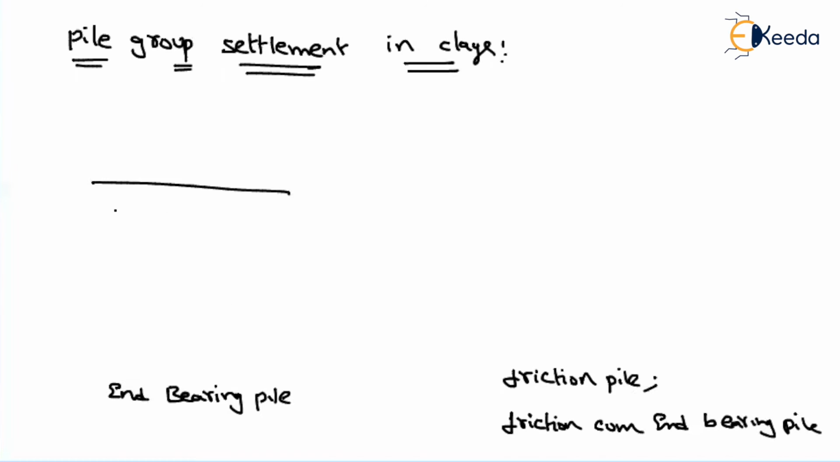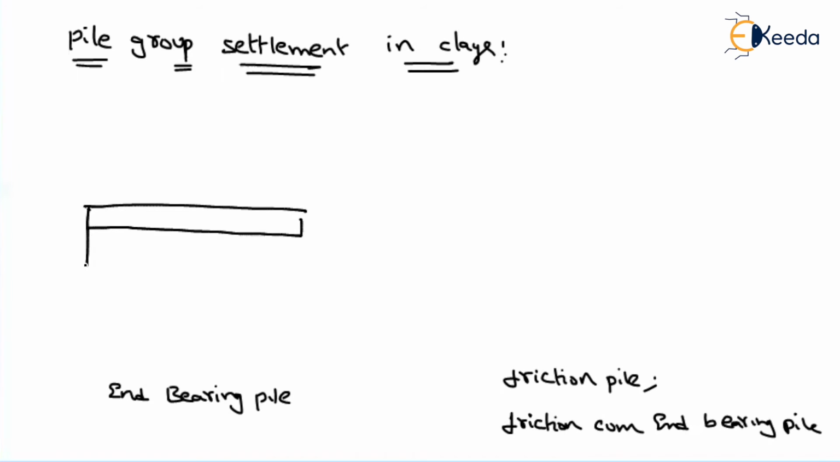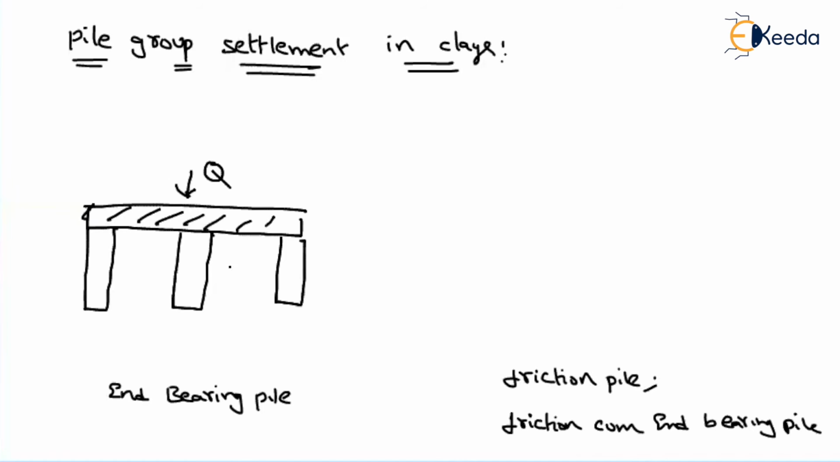And if I draw the cross-sectional view, let me draw it once again. Suppose I draw this pile group, and imagine this is the pile cap, and Q is the load acting on the pile cap. If it is an end bearing pile, then you have to measure the settlement from the tip of the pile, let us say S. So if it is an end bearing pile, you have to measure the settlement from the end of the pile.